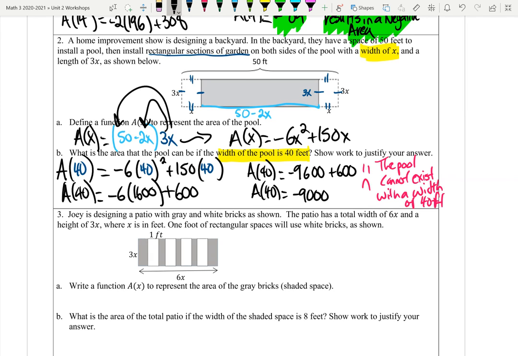Again, look at it. I'm going to go ahead and draw the picture. They say they want a width of 40 feet. Well, 40 and 40 already make 80, and the whole region has to be within 50 feet. So this doesn't make any sense.